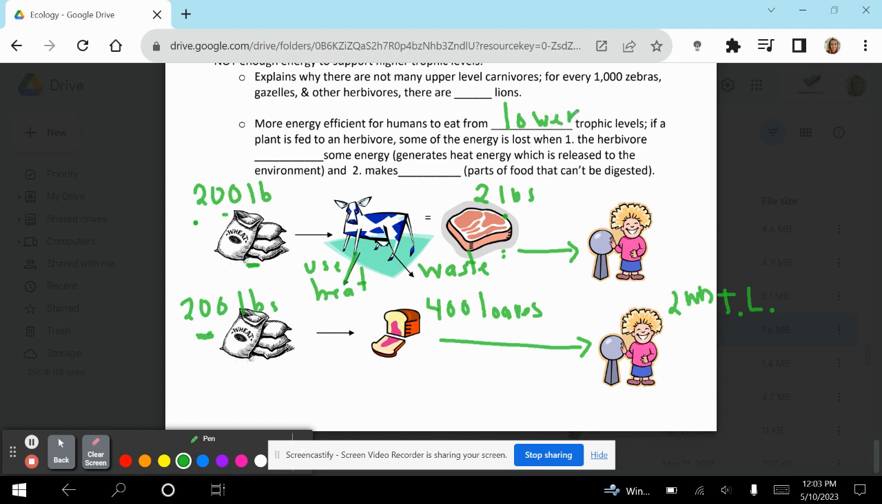If you take that energy and you send it through an herbivore, they're going to use some of that energy and release it as heat. And they're also going to have some waste and make parts that we don't eat. And that's wasted energy. You're going to have less energy if you send it through that herbivore first.